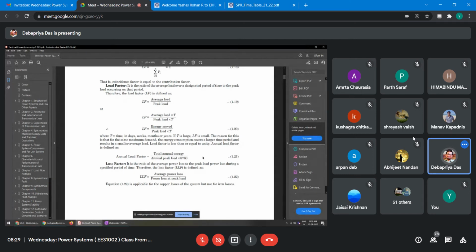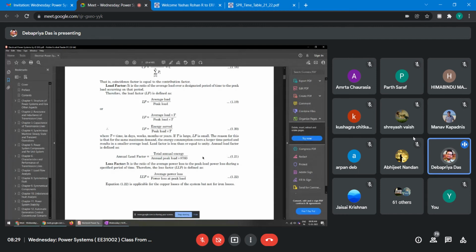Similarly, a thermal power plant has many units, and they have energy meters. So they know how much energy is produced annually, and they also know the annual peak load. Multiplied by 8760, that gives the annual load factor, and they use it. If the load factor is high, it means better use of the plant. If the load factor is poor, it is not a good use of the plant. Maybe some of the units are shut down, maybe there are some faults. Many issues are there.